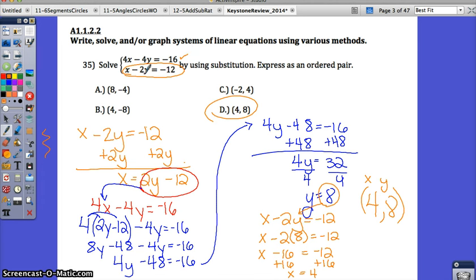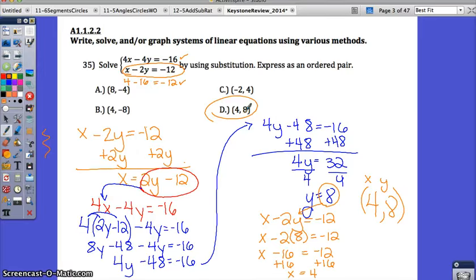4 minus 2 times 8. 2 times 8 is 16. 4 minus 16, does that give me negative 12? That works as well. So you can check your solutions. If you don't remember how to solve the system, you could plug each ordered pair into both equations and find the one that works. It's not the quickest method, but it is an option if you get stuck.